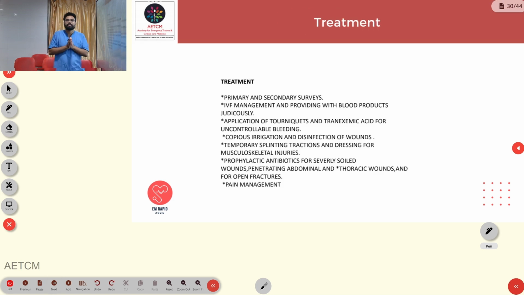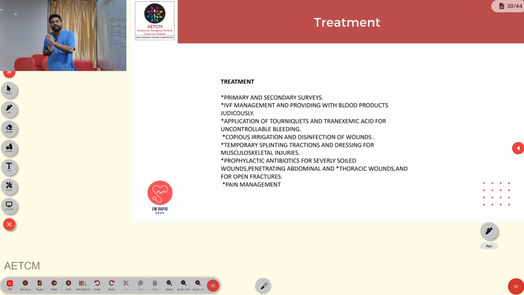Coming to the treatment, we have to follow the primary and secondary surveys. IV fluids are to be given as the initial line of management if there is hypotension, and we need to think about arranging and transfusing blood products in appropriate situations. Application of tourniquets and tranexamic acid in the case of uncontrolled bleeding. Copious irrigation and disinfection of the wounds are necessary.